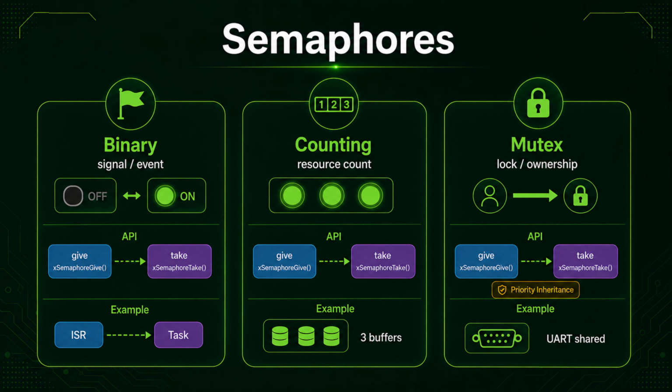A mutex is designed for mutual exclusion. It protects a shared resource such as UART, SPI, or a global data structure. Unlike a binary semaphore, a mutex has ownership and supports priority inheritance, reducing priority inversion. Mutexes should only be taken and released by tasks, not directly from interrupt service routines.